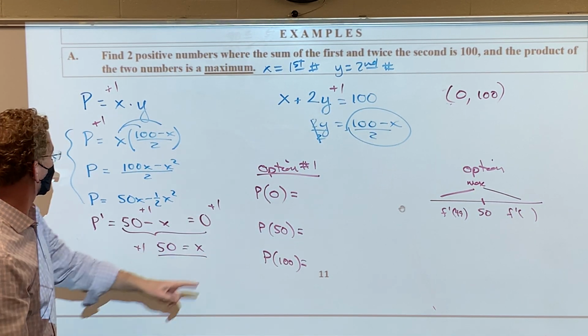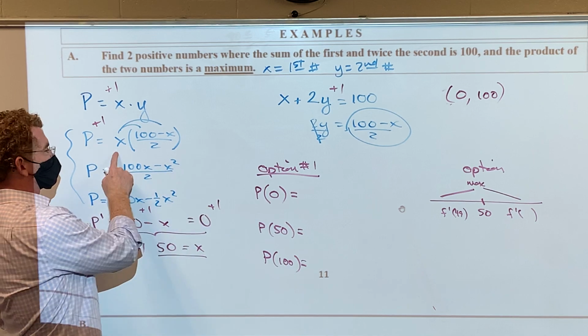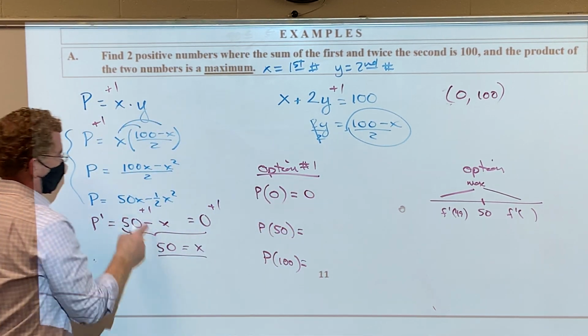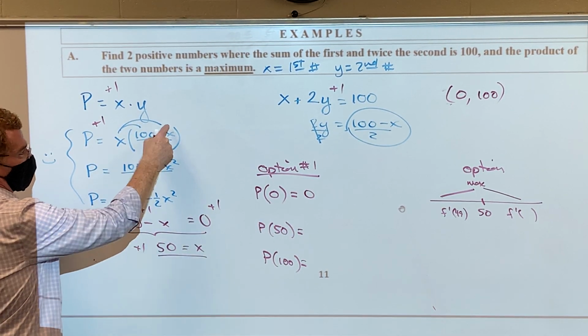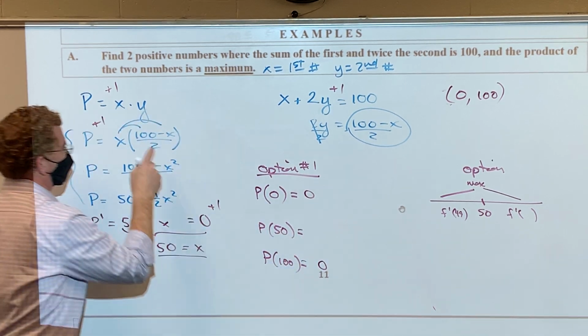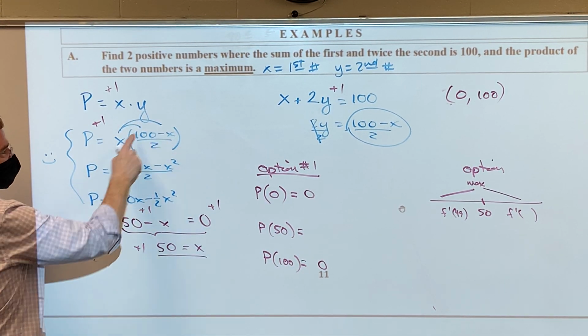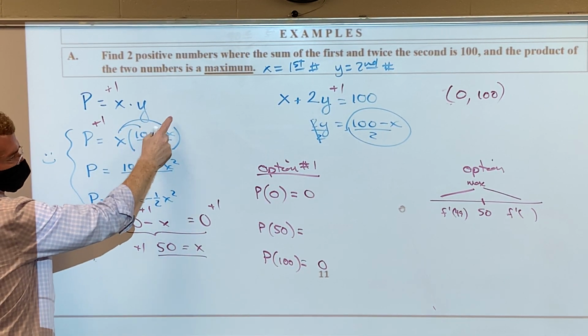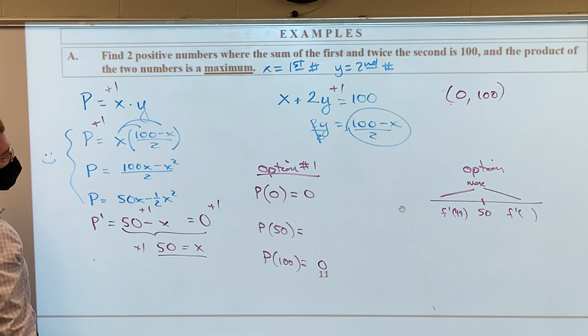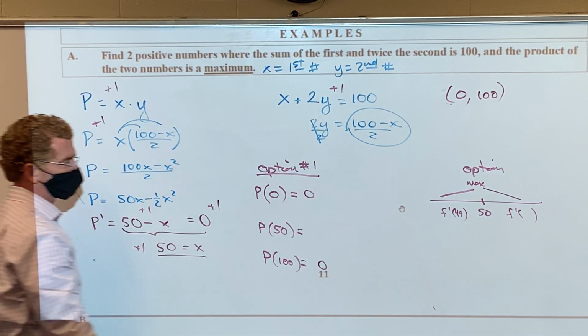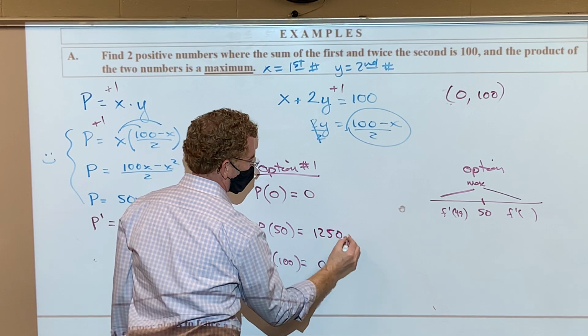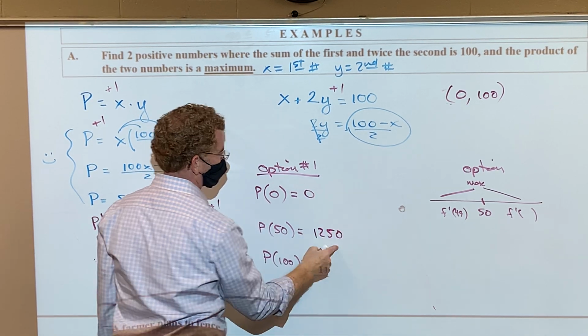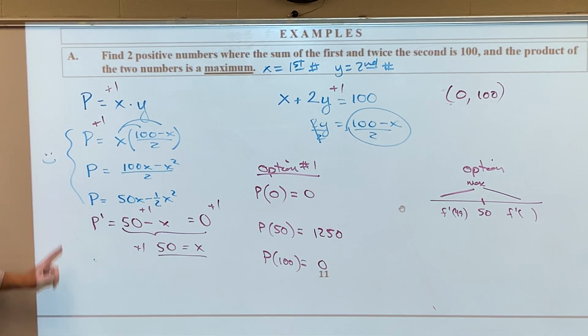But if I checked all these values as well, if I plug a 0 in there, I get a 0. If I plug 100 in there, I get a 0 there. But if I plug a 50 in there, I get 50 times 100 minus 50, which is 50 times 25, which is what, 1250? Sure. Yes. Are you with me?